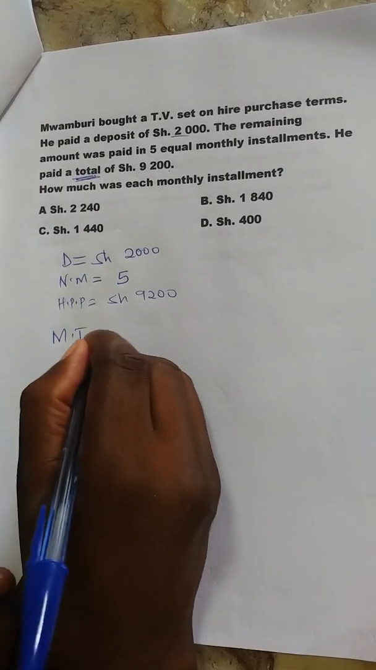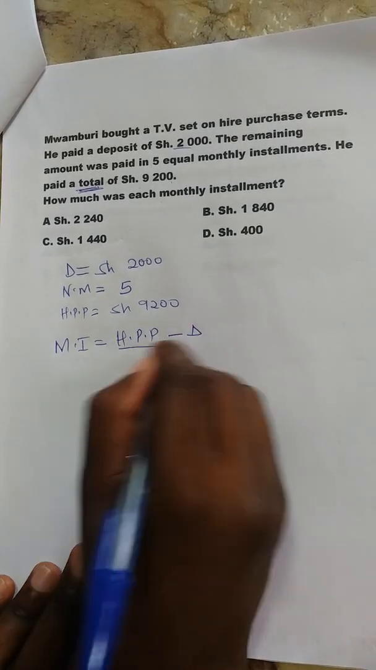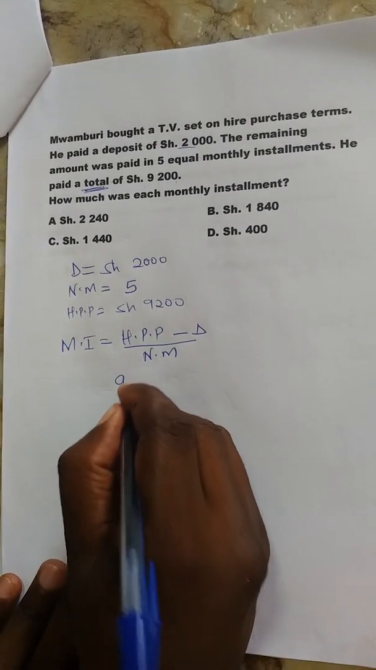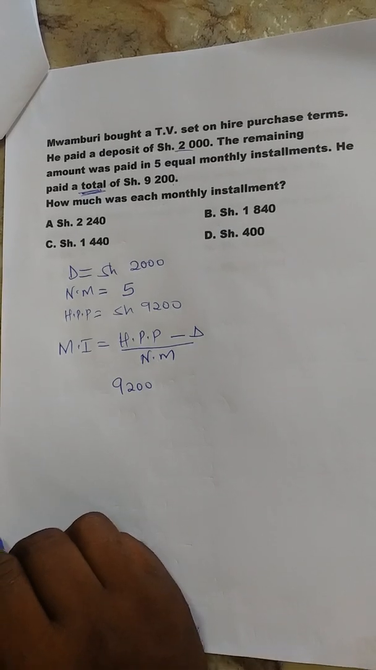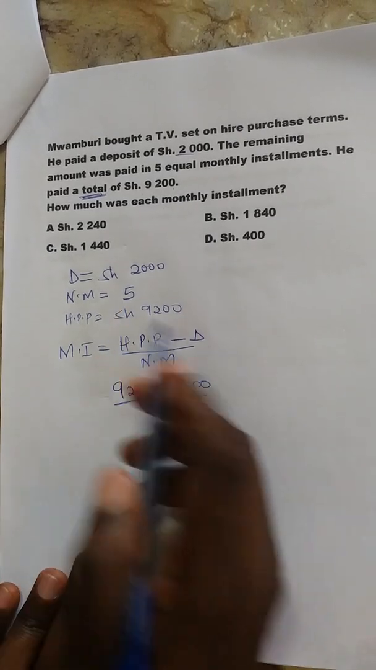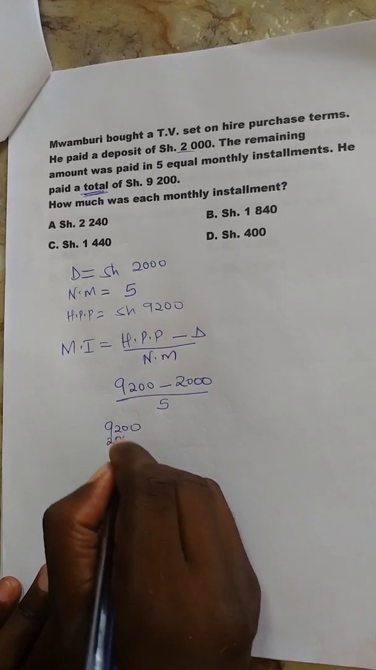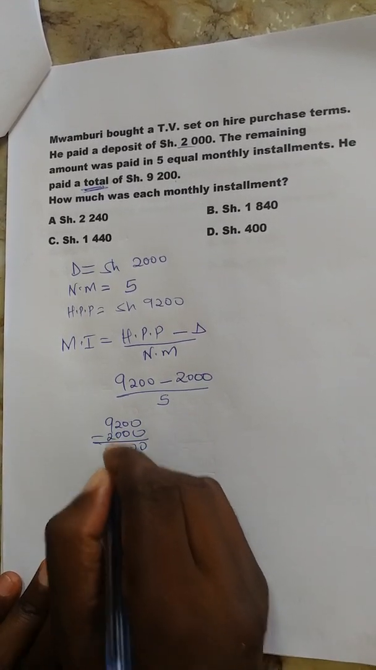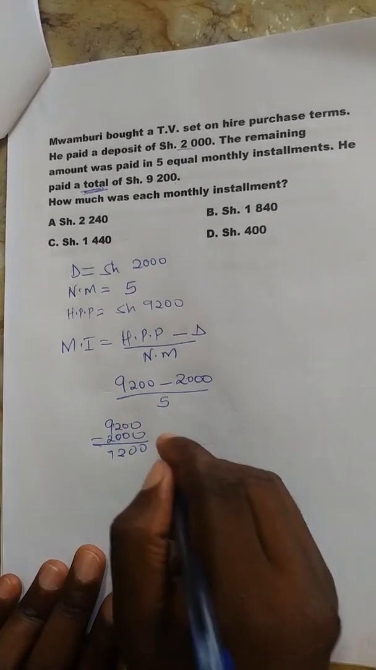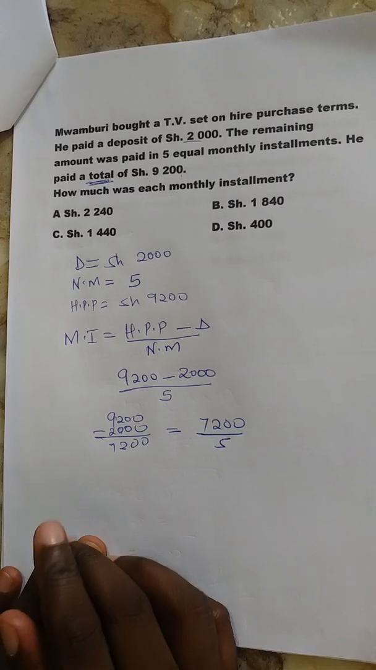Monthly installment is equal to hire purchase price minus deposit, over number of months. So in our case, it is 9,200, which is our hire purchase price, minus deposit, which is 2,000, over number of months, 5. You subtract 9,200 minus 2,000. You get 7,200. So it will be 7,200 over 5. Use the long method of division to divide.